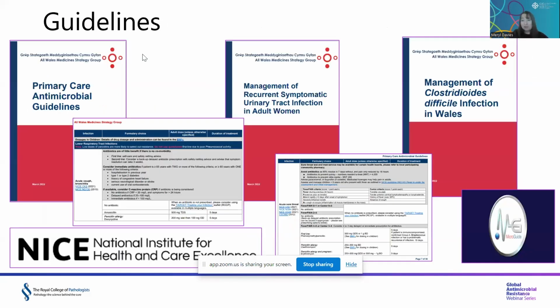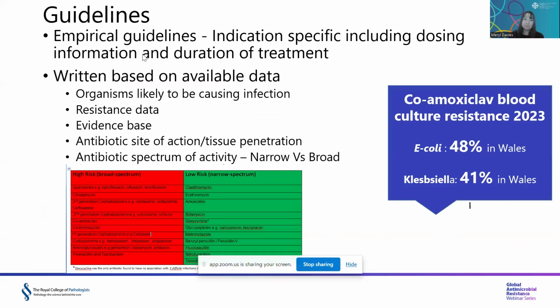We develop guidelines across the United Kingdom. We have UK guidance from the perspective of NICE, and then there's various country-specific guidance. So you have guidance from SIGN for Scotland, and then from the perspective of Wales, we have specific guidance for primary care antimicrobial guidelines, management of recurrent UTI in adult women, and for the management of Clostridioides difficile infection.